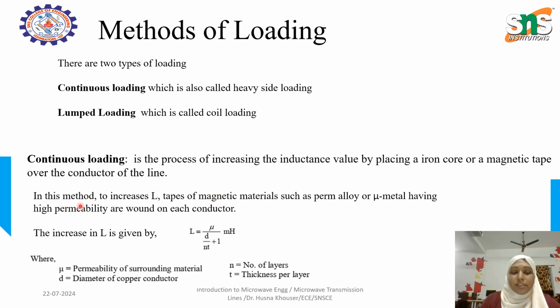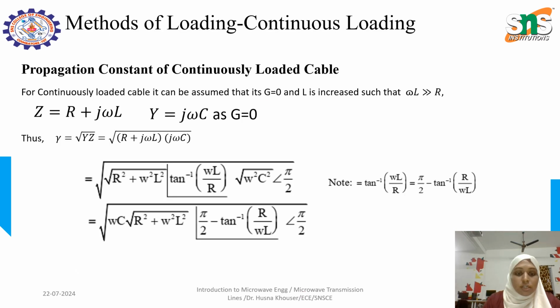In this method, we increase the L by tapes of magnetic material, which has high permeability mu and is wound around each conductor. The increase in L is given by L = mu divided by (D by NT plus 1) into microhenry. Here mu is the permeability of the surrounding material, D is the diameter of the copper conductor, N is the number of layers, and T is the thickness per layer.